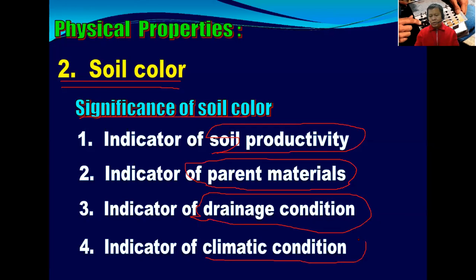Okay. Also, soil color is an indicator of climatic condition. Okay. So, ang kulay ng mga lupa dito sa tropical countries, like Philippines, at ang kulay ng lupa doon sa, shall we say, humid countries at saka doon sa arid region, we'd expect different soil colors because those particular soils are of different environments and of different climatic condition.